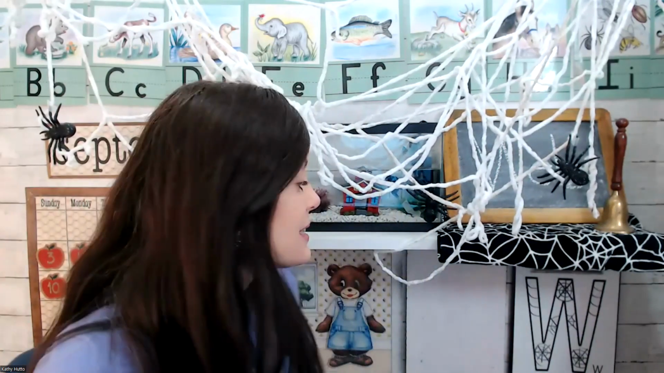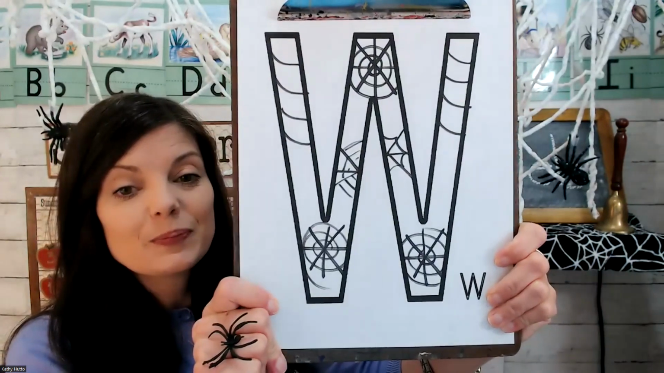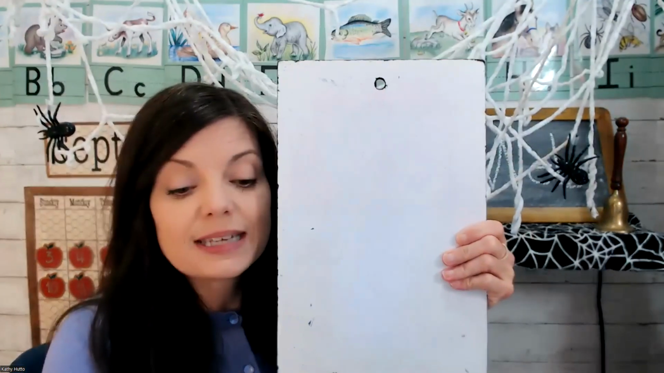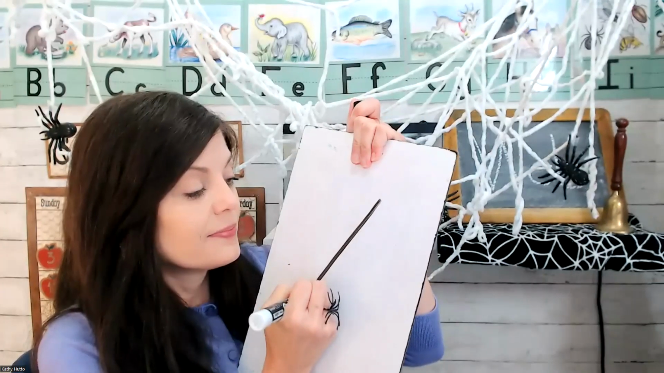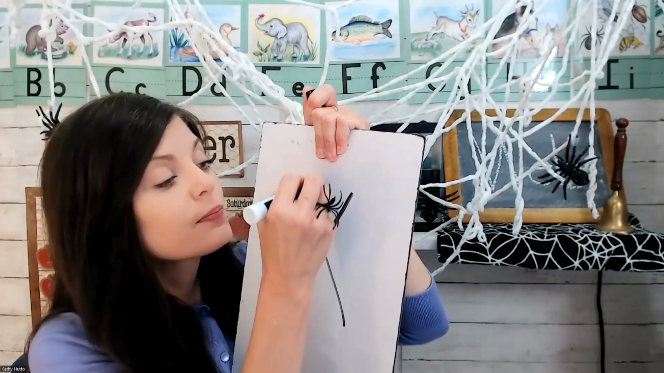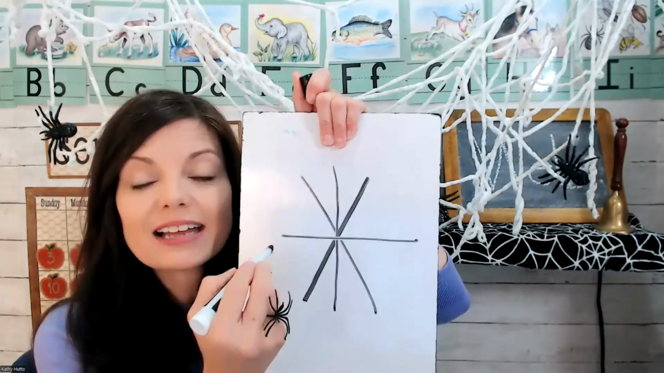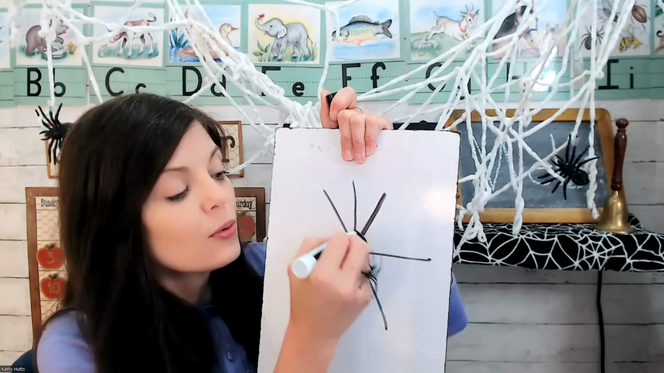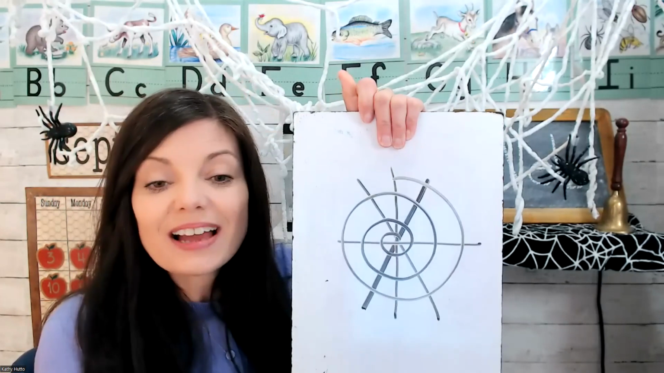Well, today we're going to make webs on our W. Let me show you. This is how we're going to decorate W. So I'm going to show you how to make a web. I'm going to show you on the big whiteboard so you can see it better. All right, so first you're going to make an X. And then you're going to make another line just straight down. And then another line to the side, just lines. And then you can start in the middle and swirl around and around. And that's one way to make a spider's web.